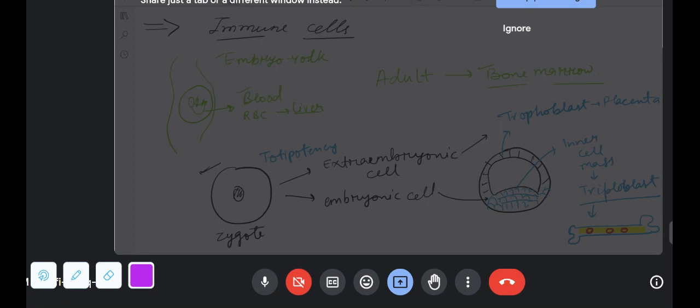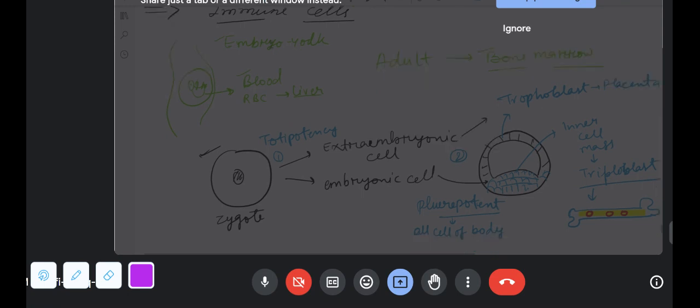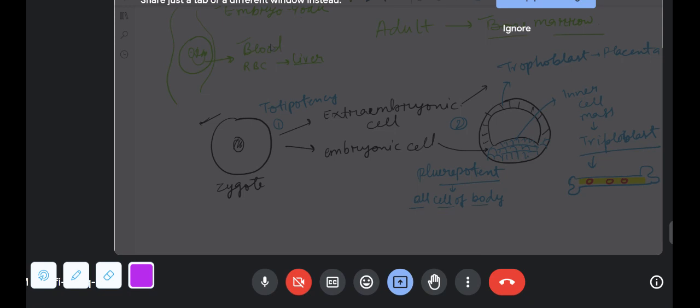These are the first step, and in the second step, what you'll see is called pluripotent. Pluripotent means what? The cells which can give other than the extra embryonic cells. They can form all cells of the body, but not extra embryonic cells.